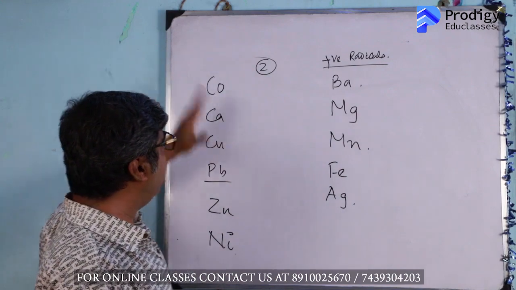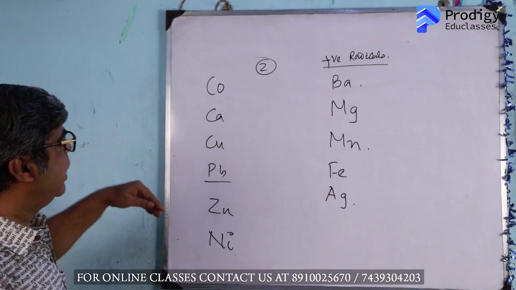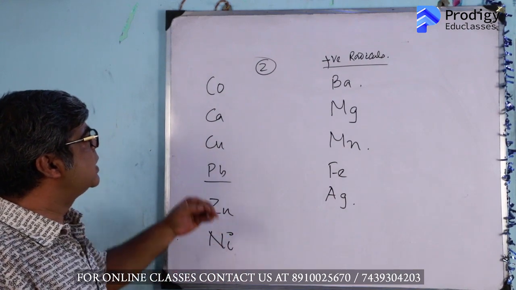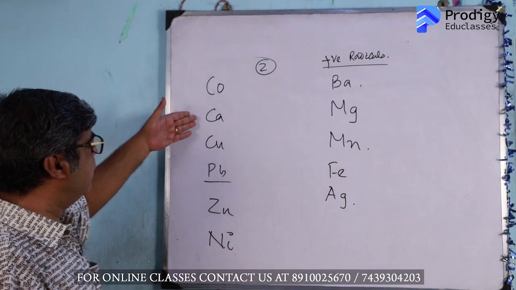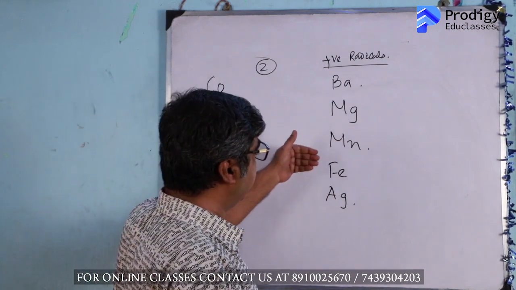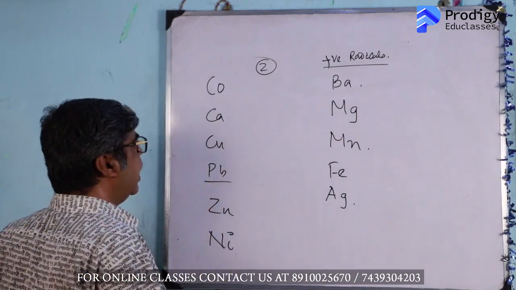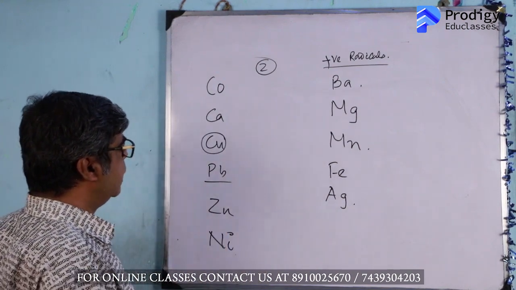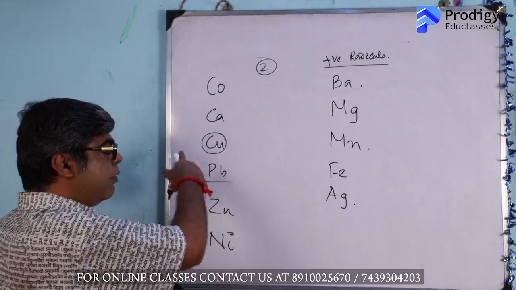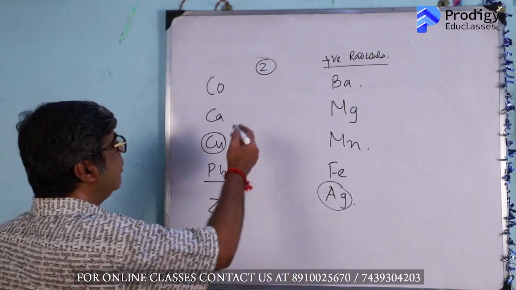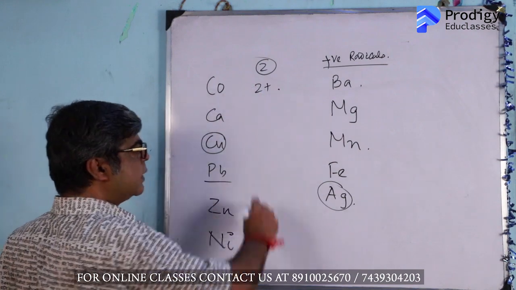So many elements. And it's really confusing to remember the valencies of all these together. It's a very nice poem. Cobalt, calcium, copper, lead, zinc, nickel, barium, magnesium, manganese, iron and silver. You see, I have mentioned copper here also. That was cuprous and here it's cupric. Ag here also, argentus, argentic, all will have valency 2 plus. Okay.